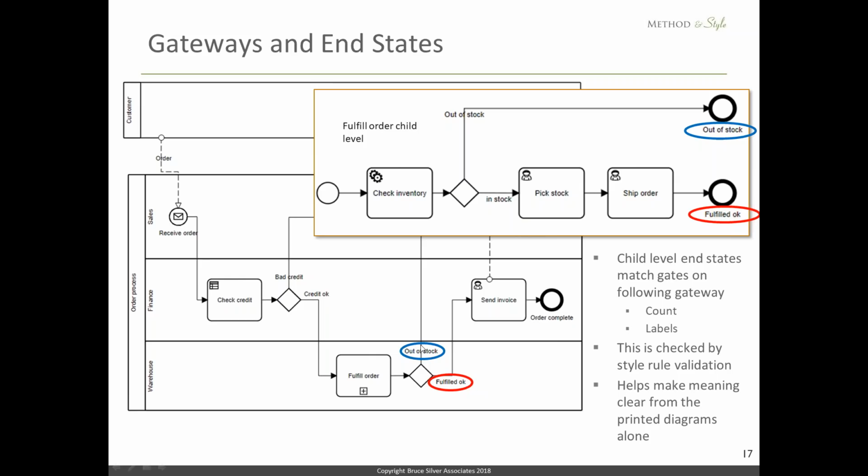So again, you may say, this is a lot of bother. Oh, and by the way, if you don't have these labels matching and you click method and style validation, it will give you an error. Say those labels didn't match. This is a style rule. So why do we do this?